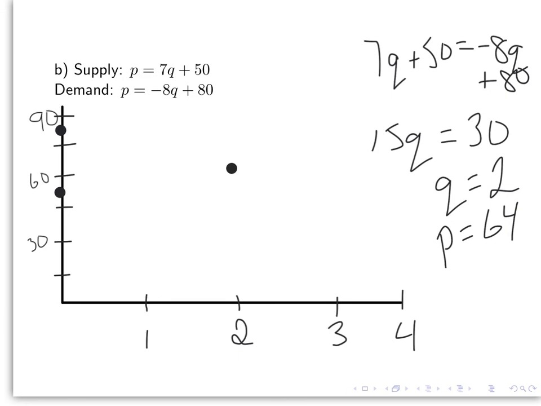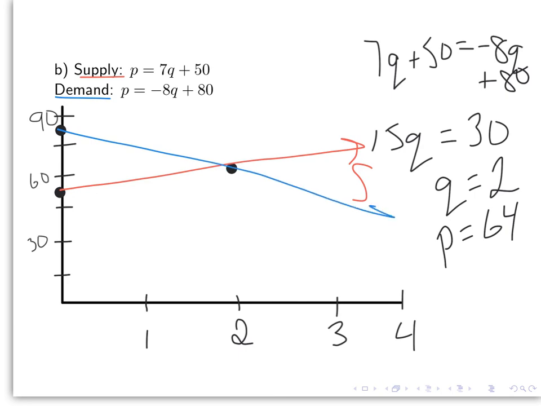And then for the lines, I'm going to do supply in red, and that is those 2 points. I'll label it. Demand is going to be in blue. That's going to be those 2 points.